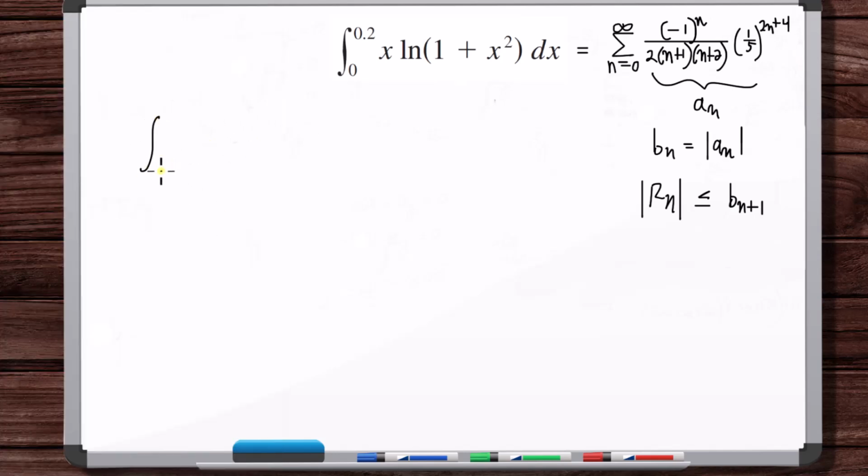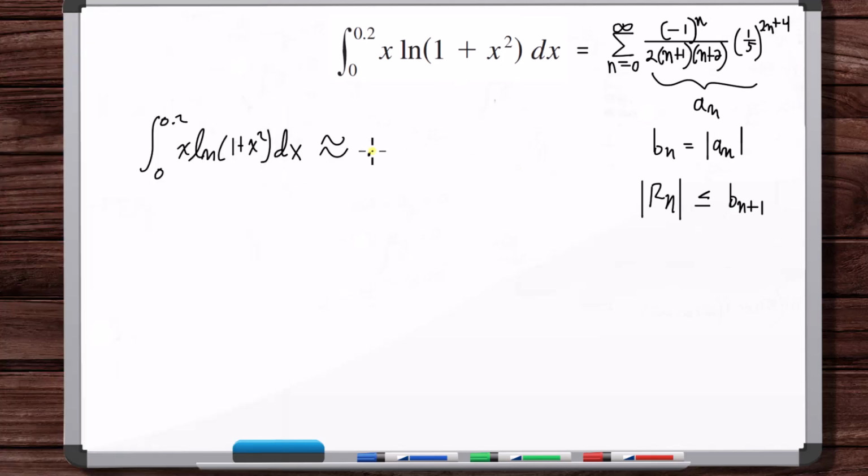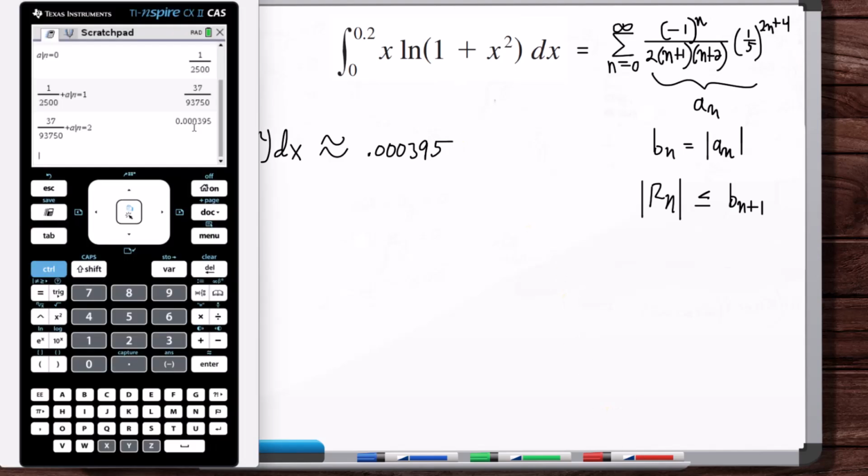So this is approximately equal to, and then this is accurate to, if we take the b evaluated with n equal to 3, it's accurate to within more than 7 decimal places.